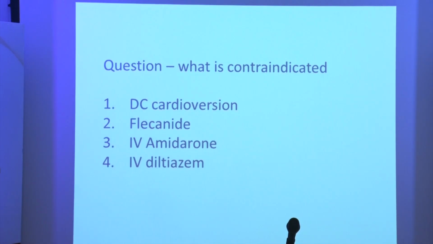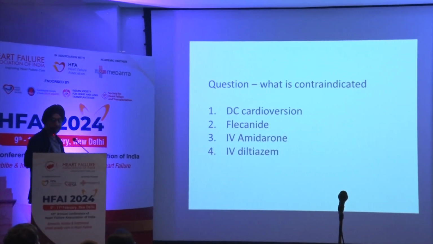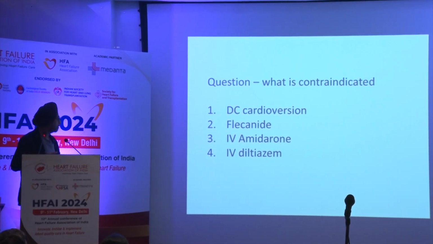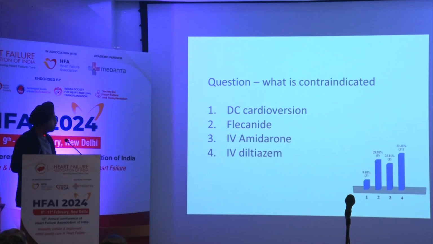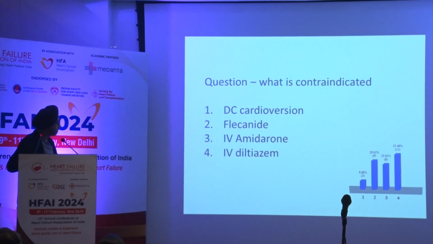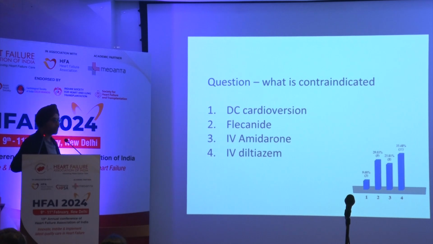So, what is contraindicated in this patient? DC cardioversion, flecainide, IV amiodarone, or IV diltiazem? Oh, all split. The maximum, 35%, think diltiazem is contraindicated, and some people think amiodarone is contraindicated, flecainide contraindicated. 10% think DC cardioversion is contraindicated.